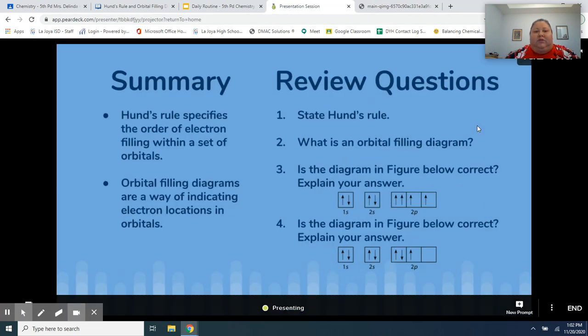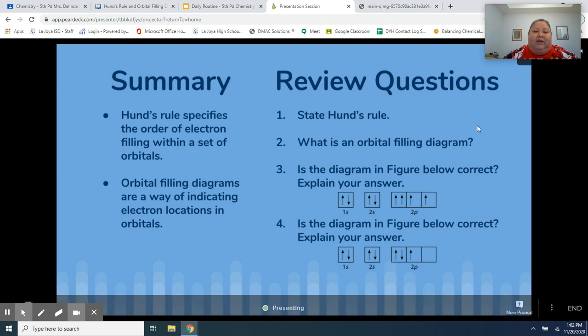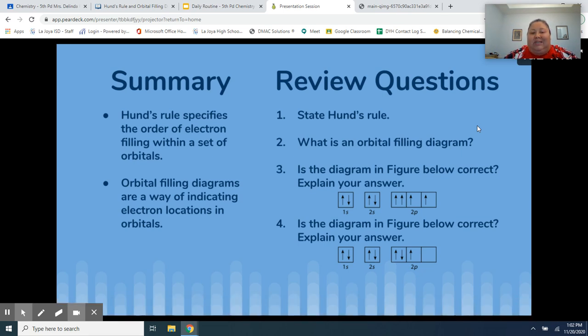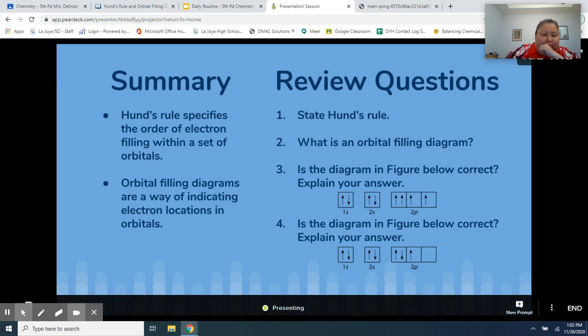All right. So let's conclude our discussion. In summary, Hund's rule specifies the order of electron filling within a set of orbitals. Orbital filling diagrams are a way of indicating electron locations in orbitals. And your review questions. Number 1, state Hund's rule. Number 2, what is an orbital filling diagram? And number 3 and 4, they're asking you, is the diagram in the figure below correct? And explain your answer.